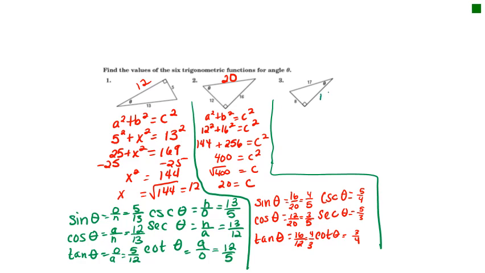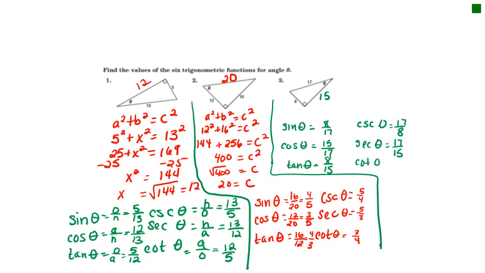The missing side is 15. And then let's see, sine of theta, you should have gotten 8 over 17. Cosine of theta, you should have gotten 15 over 17. Tangent of theta, you should have gotten 8 over 15. Cosecant of theta, you should get 17 over 8. Secant of theta, you should get 17 over 15. And cotangent of theta, you should have gotten 15 over 8. Okay. If you didn't get that, and you're not sure why, be sure to ask me.